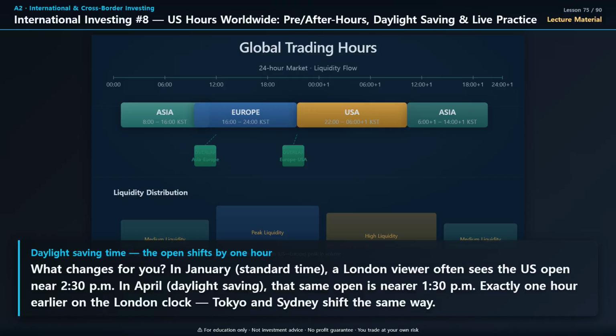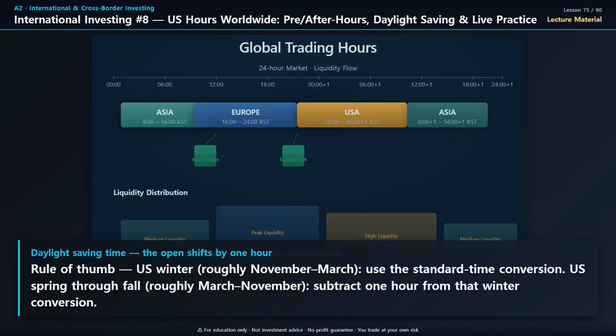What changes for you? In January, Standard Time, a London viewer often sees the U.S. open near 2:30 p.m. In April, daylight saving, that same open is nearer 1:30 p.m., exactly 1 hour earlier on the London clock. Tokyo and Sydney shift the same way. Rule of thumb: U.S. winter, roughly November to March, use the standard time conversion. U.S. spring through fall, roughly March to November, subtract 1 hour from that winter conversion.